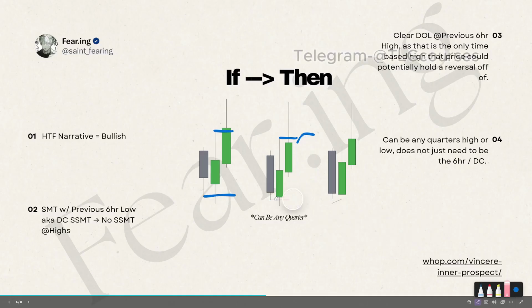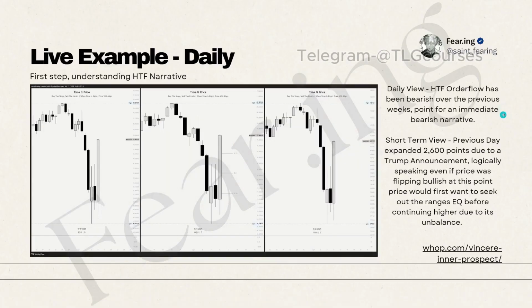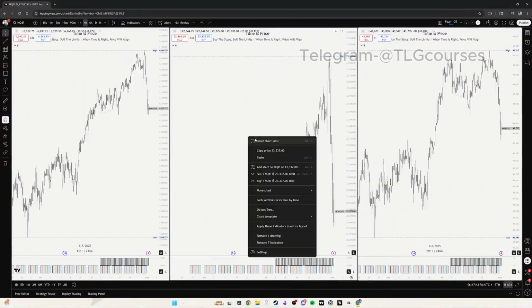Obviously, we're going to show an example, but I just wanted to give a quick reference beforehand. So what would that example be? So we have a slideshow format. I'm going to just reference my TradingView chart to make things simple.